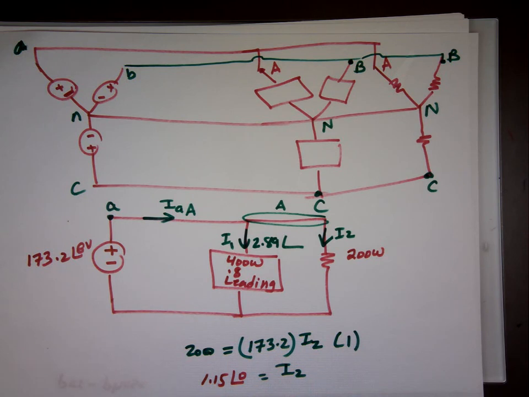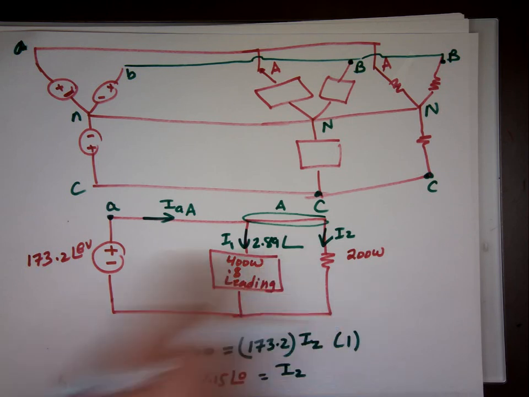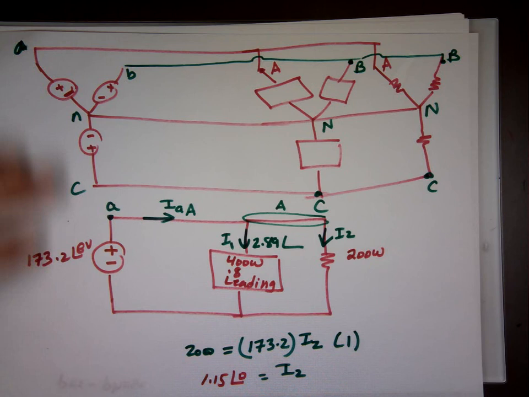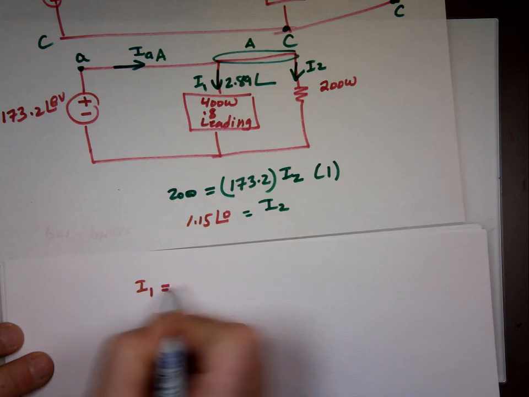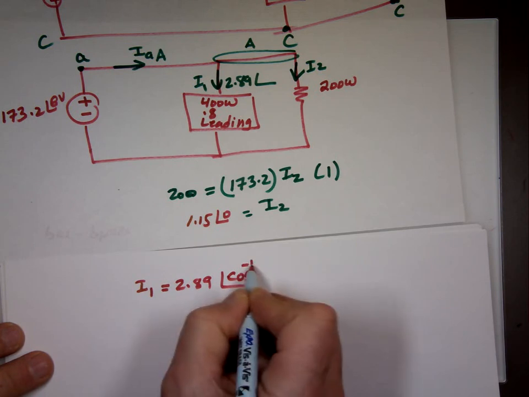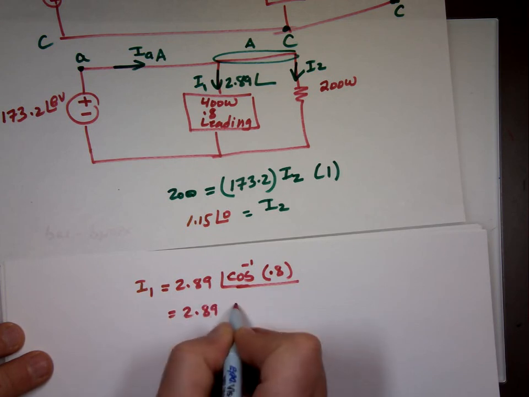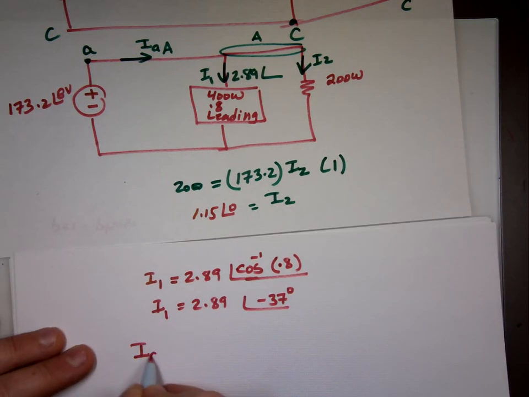Because my power factor is 0.8, that tells me the difference between this voltage and that voltage has to be 37 degrees, and it's leading, so that's negative. So that's I sub 2. I sub 1 is going to be 2.89, and the inverse cosine of 0.8 is how you figure that angle, which gives negative 37 degrees. Negative because it's leading power factor. Leading is negative, lagging is positive. Now I sub AA is I sub 1 plus I sub 2.